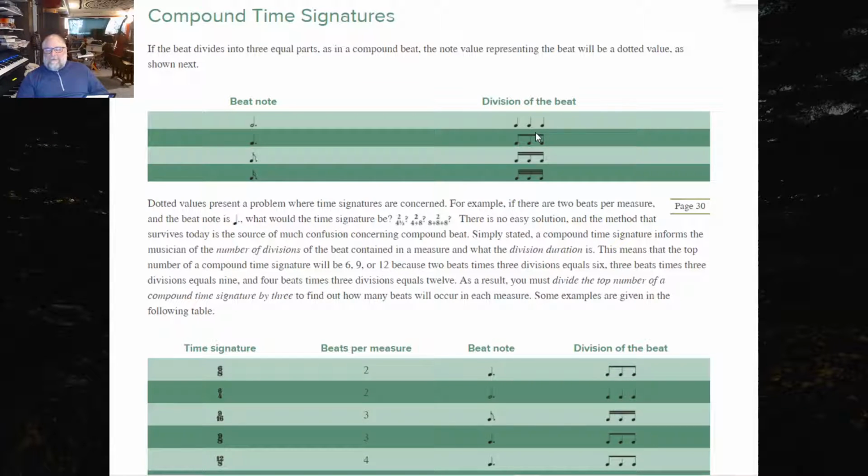So we need a way to represent that. And those beats, one is a bum, da, da, dee, da, da, dee, da, da. Those beats have three notes in them. So we need a way to show a single beat note, and the dotted note does that for us.